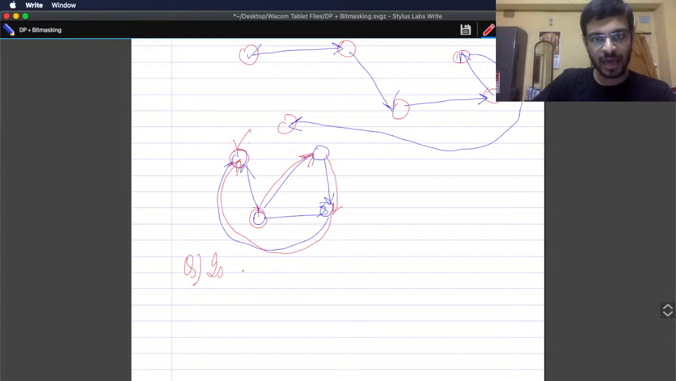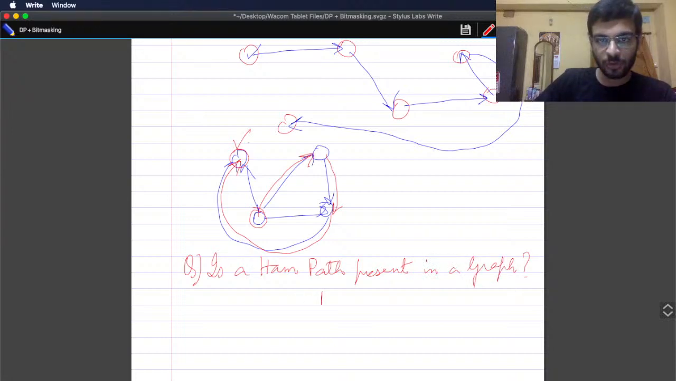Is a Hamiltonian path present? Is a Ham path present in a graph? This is a central question, which falls under the category of NP complete.